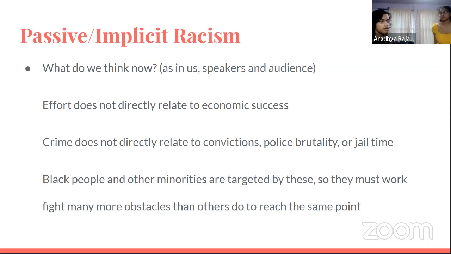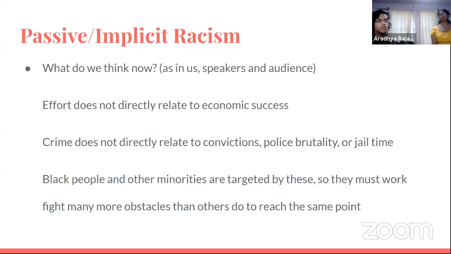What do we think now? We can see that Black people are affected by a lot of these things. And I know, especially as South Asians, our culture is built around this idea of if we work hard and we do the right thing, we will be successful and be fine. So when we see someone who isn't fine, who goes to jail or doesn't have the success they need, we tend to think that they either didn't work hard or they did something bad. And to some extent that's true, but a lot of this shows that the effort is not sending us towards economic success, and crime is not relating to convictions or jail time. There are other factors, and the race of someone seems to be one of them, and that's the problem.